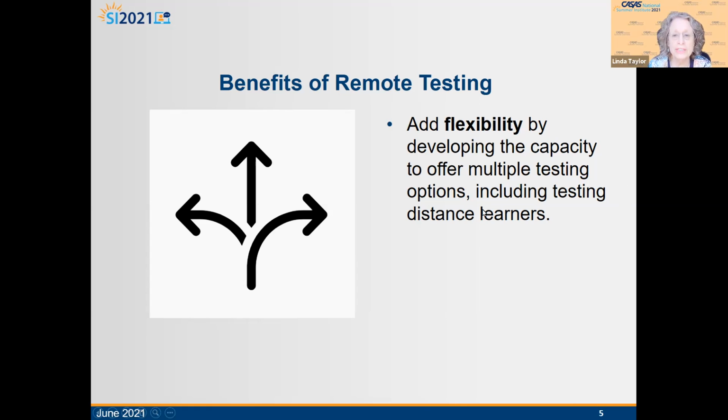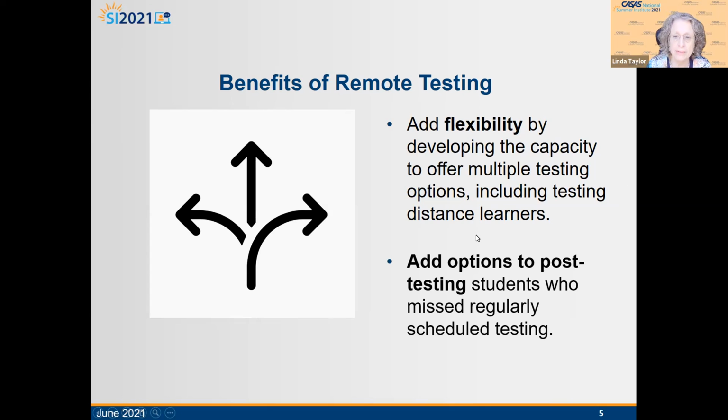And we hope that you'll continue to use remote testing, not just for your distance learners, but even, let's say, for students that missed post-testing or for any other reason cannot come in person. Childcare, transportation, a number of things, that you now have this additional tool in your toolkit.